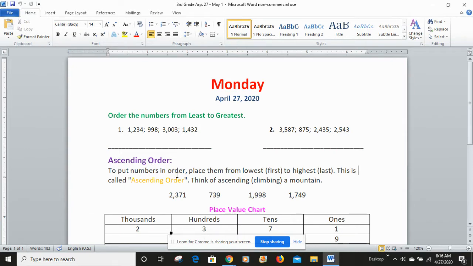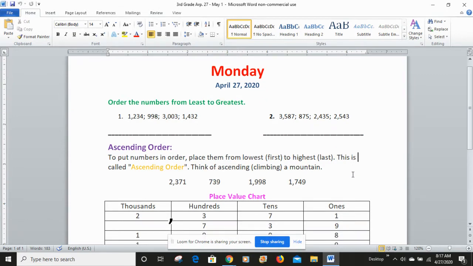To put numbers in order, place them from the lowest first to the highest last. This is called ascending order. Think of ascending like climbing a mountain. You're going up as you are ordering the numbers. So one of the best ways to order numbers is to use a place value chart. And remember, we're looking at numbers up to the thousands place. So in our place value chart, we have the ones, the tens, the hundreds, and the thousands.